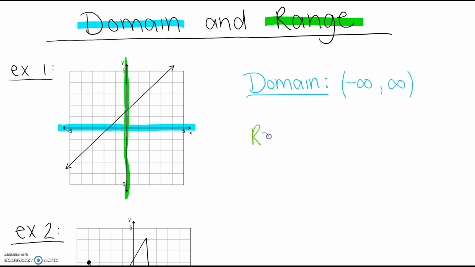So if we're looking at our range, we're looking at our y values. What's the lowest y value? Well, again, because of this arrow, it's going to go down infinitely. So that means, again, we're going from negative infinity. We've got an arrow going up to positive infinity, and we're going to use soft brackets.